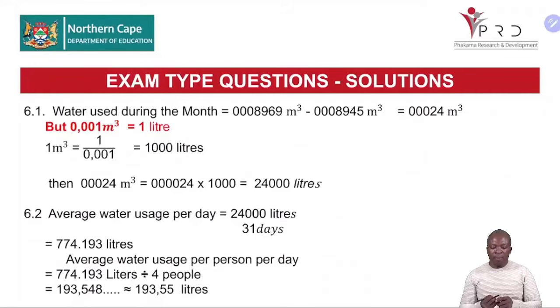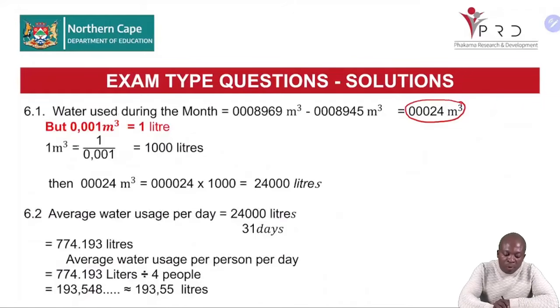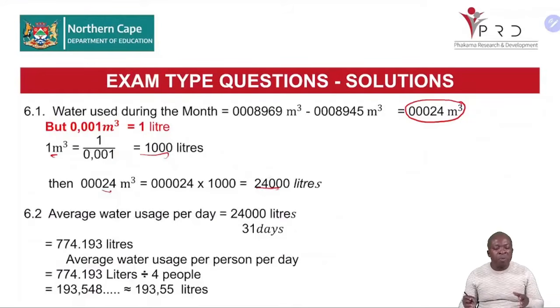All right. Do you see the 24? We use 24 meters cubed. And now we know that every 1 meter cubed is the same as 1,000 liters. So all we have to do is to multiply the 24 by 1,000. And that is going to give us what? 24,000 liters. Meaning for the 4 people in that month, they used how much water? 24,000 liters.